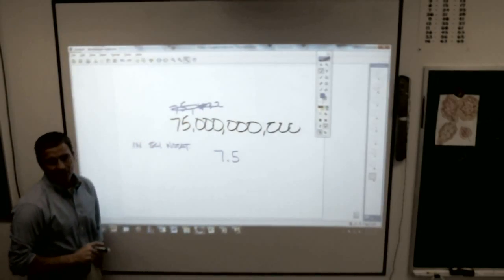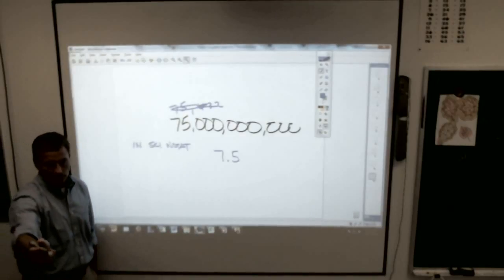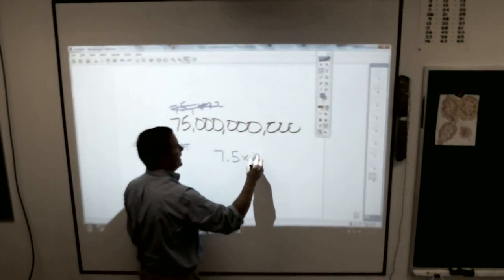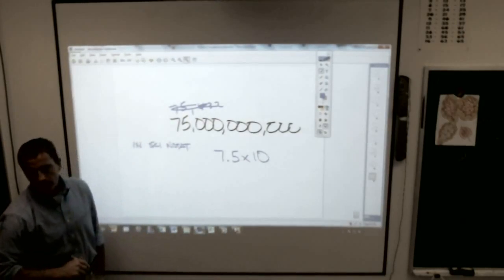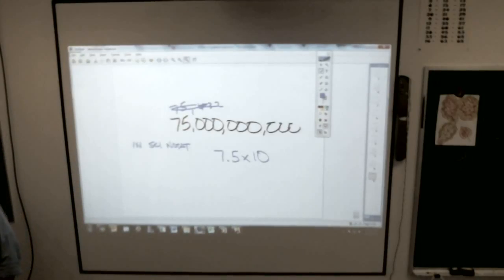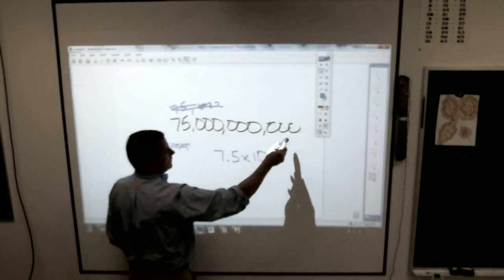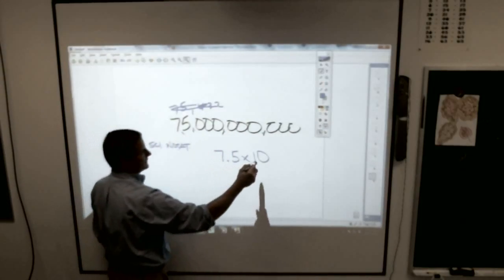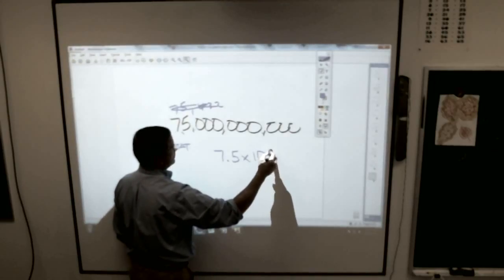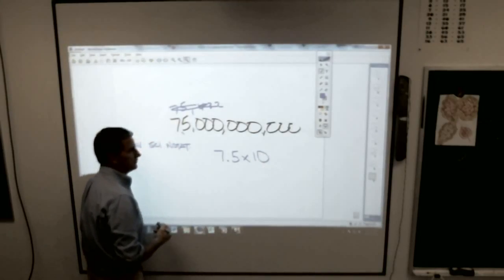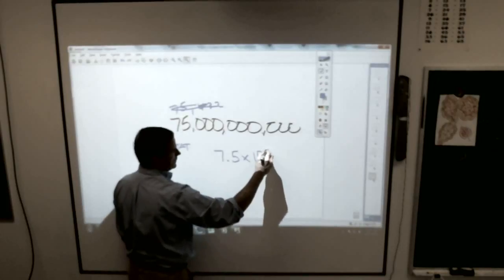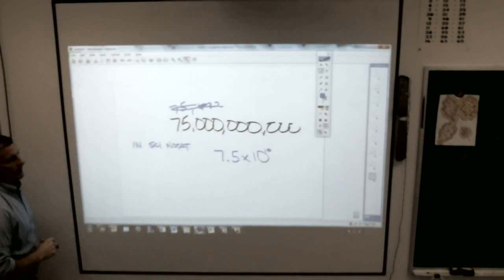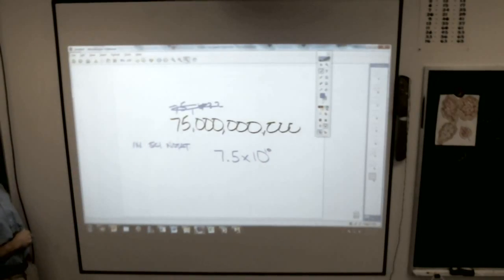Alright, 7.5. The next thing I do, Jacob, is write down times 10. What is going to be the exponent of 10? That is how many places, Brand, did I move the decimal? Let's check and see. It was 3 to get to here, 6 to get to there, 9 to get to there, 10 to get to there. And that is 75 billion in scientific notation: 7.5 times 10 to the 10th.